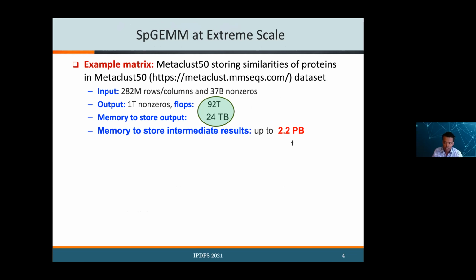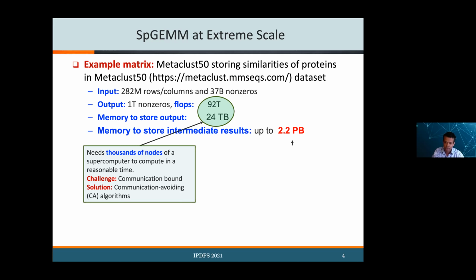So what can we do to address these extreme scale problems? The first issue is a huge amount of computation. For this particular setting, as we talked about, we need 92 trillion floating point operations. And in order to solve this in a reasonable amount of time, we need thousands of computing nodes of a supercomputer. The main challenge here is how to scale this to thousands of nodes, because this operation is communication bound. And our solution is to use communication avoiding algorithms.